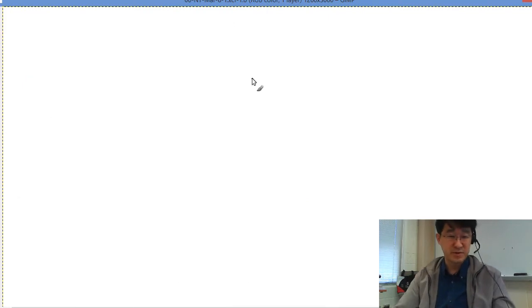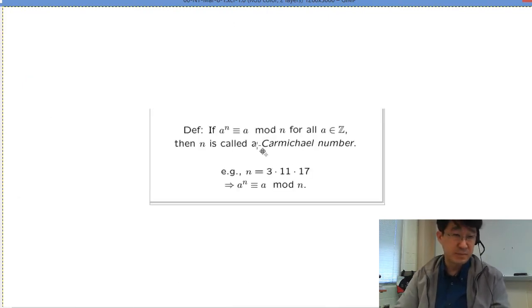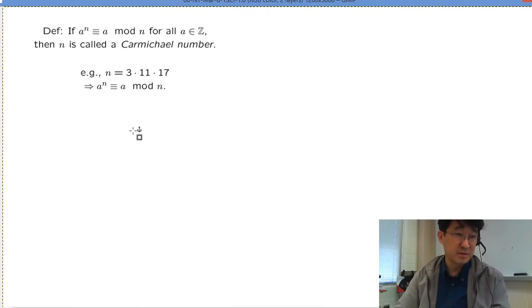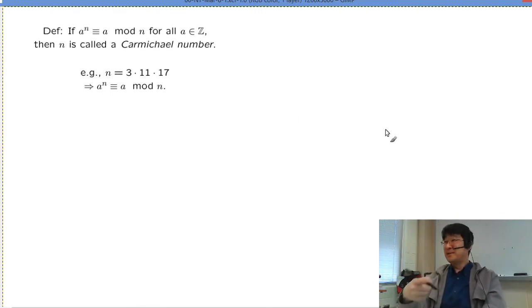I'm about to go to a conference this weekend, and I'll meet people who are still studying this number, called the Carmichael number. What does it say? It's about an n that has the property that no matter what a you raise to the nth power, you get that a back.